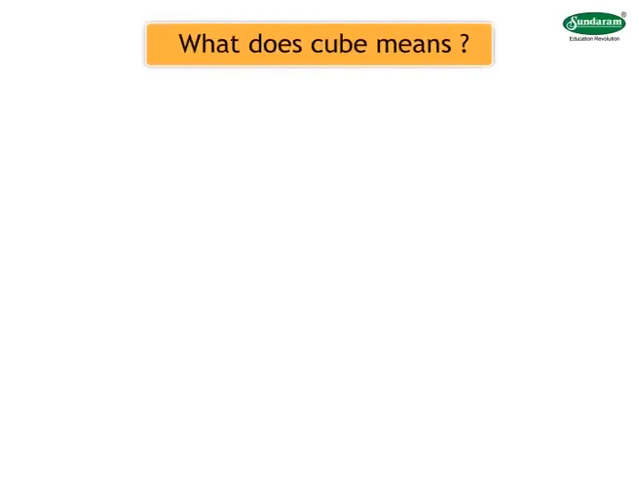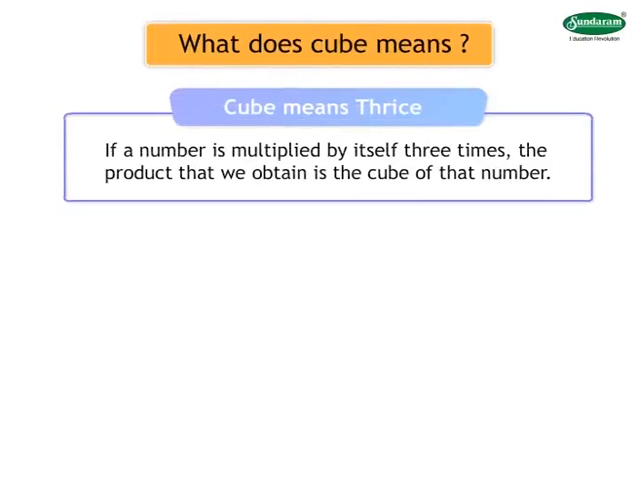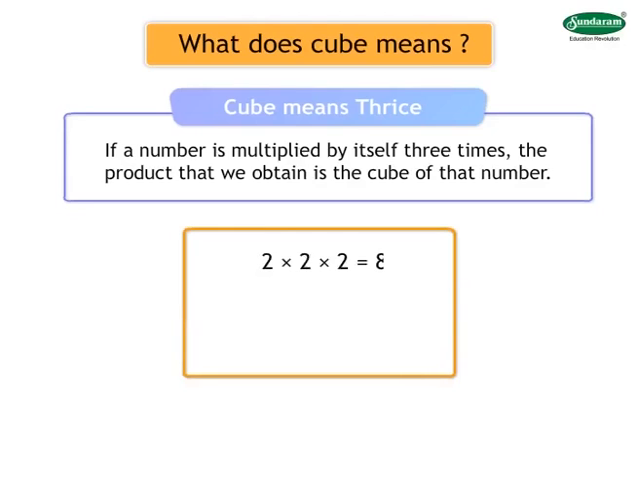What does cube mean? Cube means thrice. That is, if a number is multiplied by itself 3 times, the product that we obtain is the cube of that number. For example, 2 into 2 into 2 is equal to 8. In the index form, we can write 2 raised to 3 is equal to 8, where 2 is the base and 3 is the index.